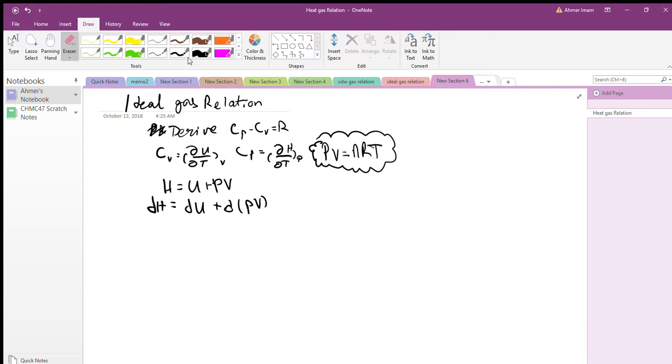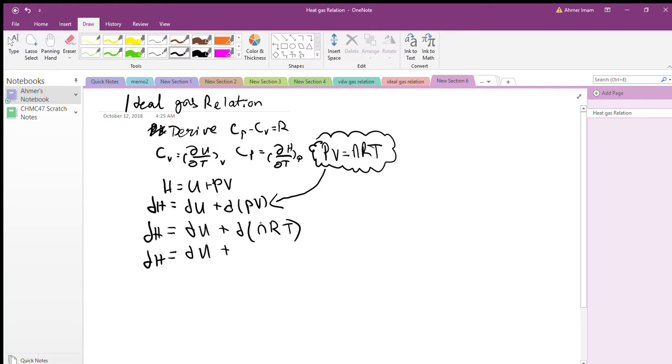So moving on, we sub this into that. So we have dU plus d(nRT). From that, nothing's changing. Moles isn't changing, because usually in a sample we're not changing the quantity, and R is a known constant, so those come out. dT, and now we use our definitions of heat capacity.